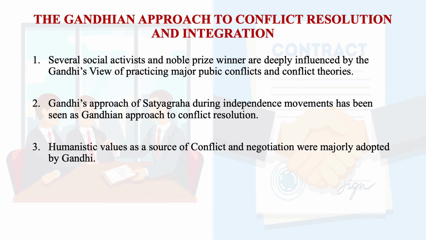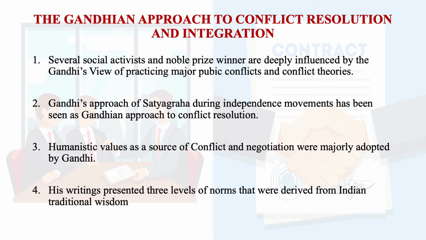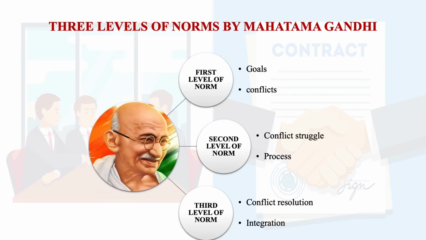Humanistic values as a source of conflict and negotiation were majorly adopted by Gandhi. His writings presented three levels of norms that were derived from Indian traditional wisdom. The three levels of norms, as postulated by Mahatma Gandhi, include the first level of norm talking about goals and conflicts, the second level of the norm talking about conflict struggle and the process of it, and the third level of the norm talking about conflict resolution and integration.